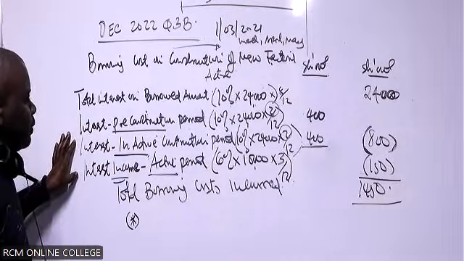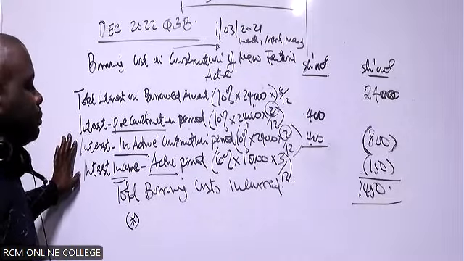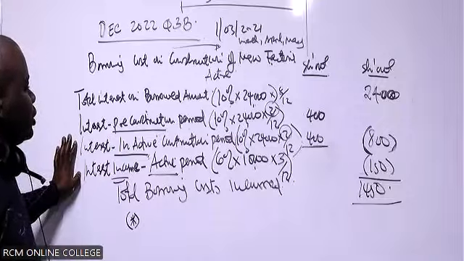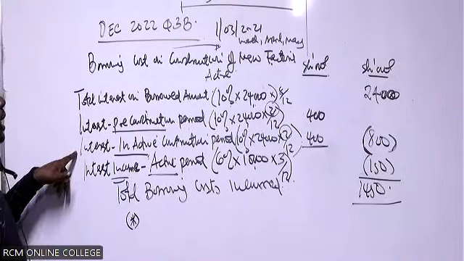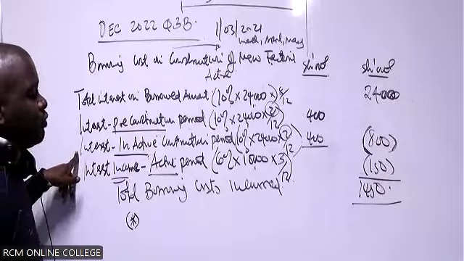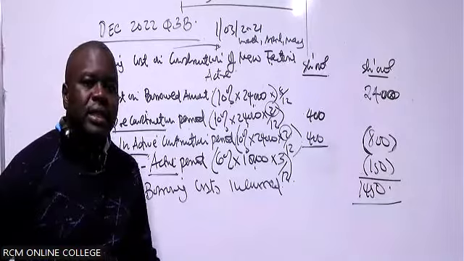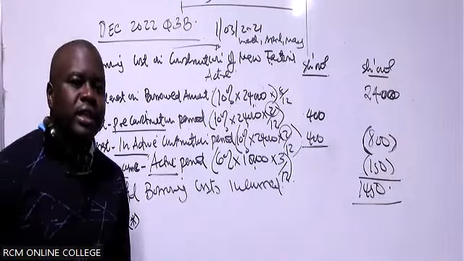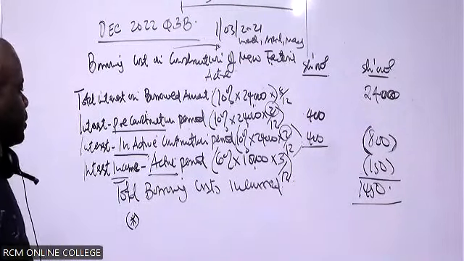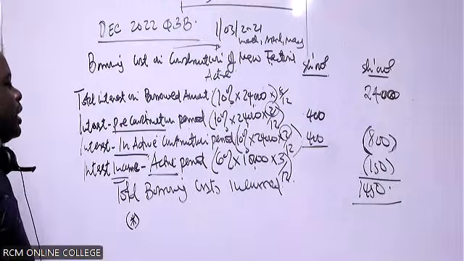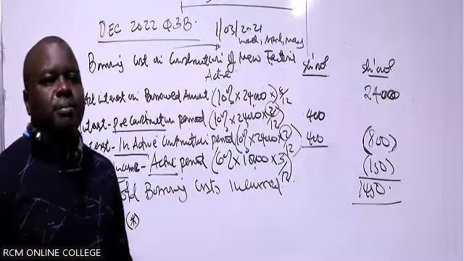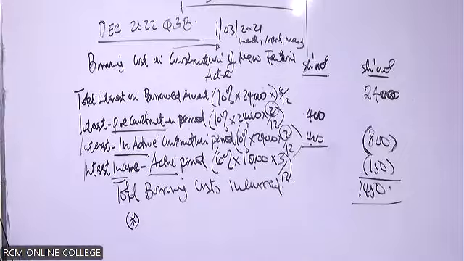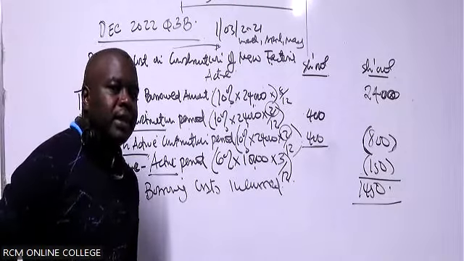Then you also write the interest during the inactive period of construction. The interest incurred during the inactive period of construction will be accounted for as an expense in the income statement.